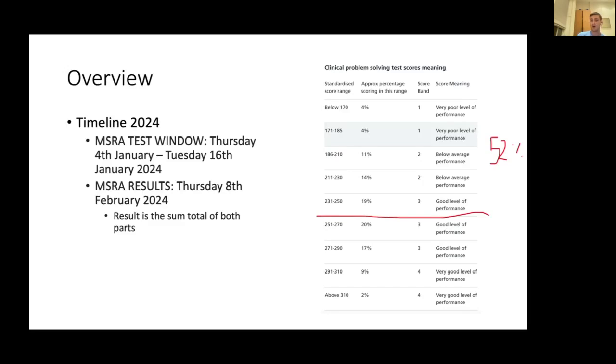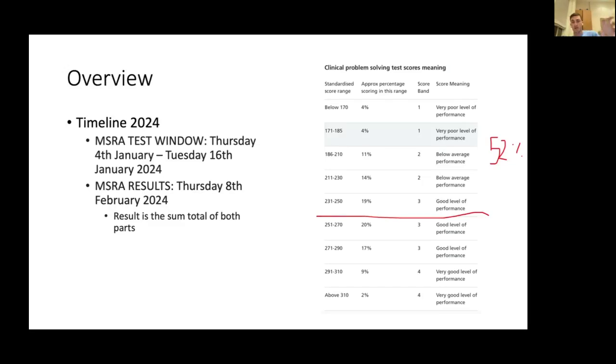Good. So on the right, I've put a little rubric of what they've got from the test site, which is actually how they score your exam. So in GP programs and other programs that use the MSRA as well, they actually give you the split score. So on Oriel, you'll get a result for the clinical problem solving test and you'll get one for the professional dilemmas. And based on it, you can actually figure out how well you did in each.